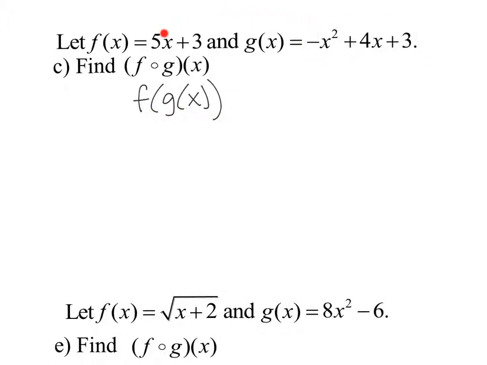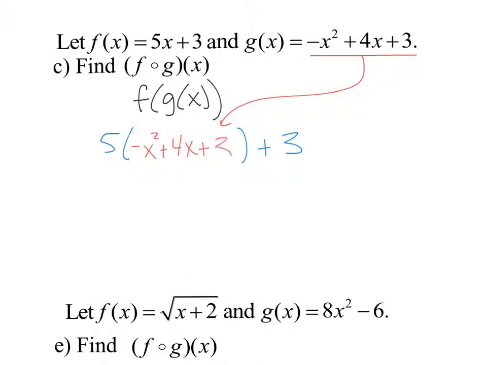So again, my trick is to take the f equation and write a big space where the x is. And then inside that space is where all of this goes. So negative x squared plus 4x plus 3. And yeah, I have a little bit of cleaning up to do. We'll distribute the 5.